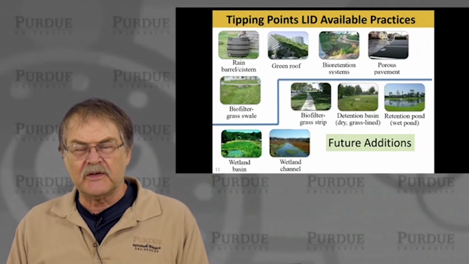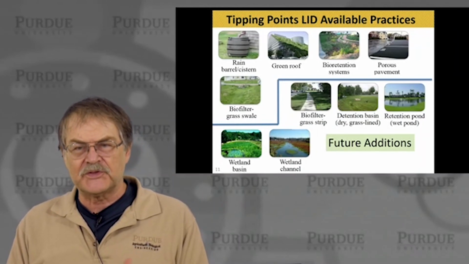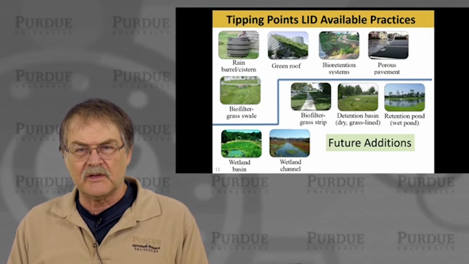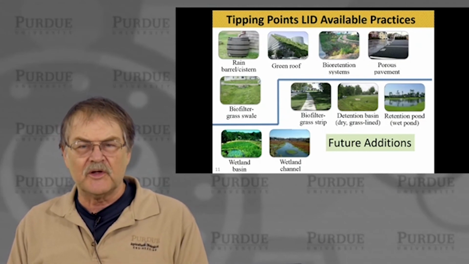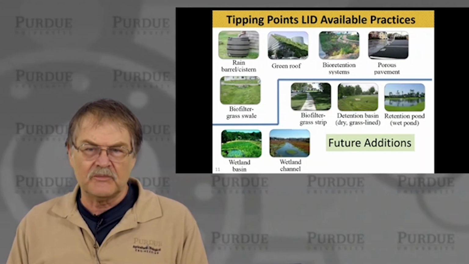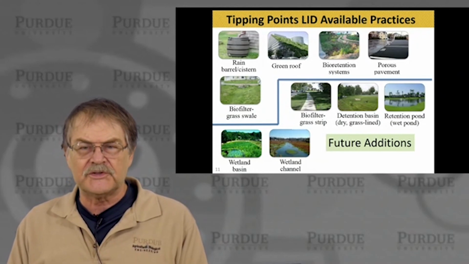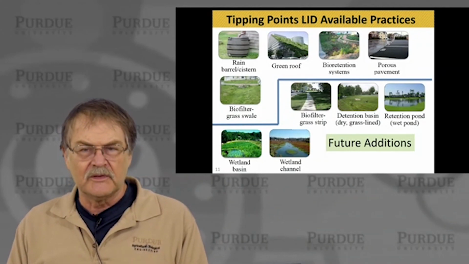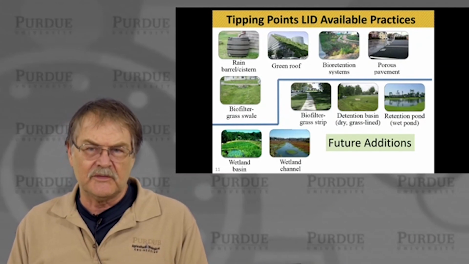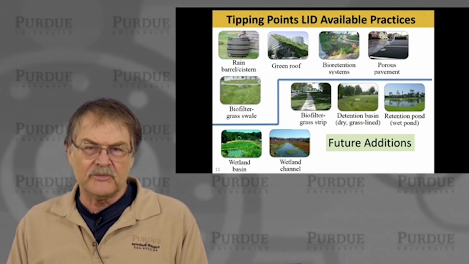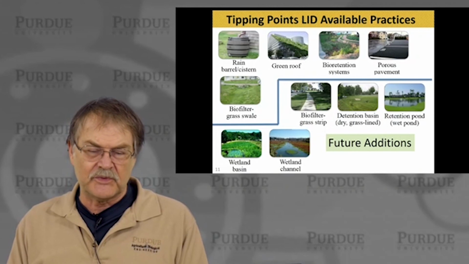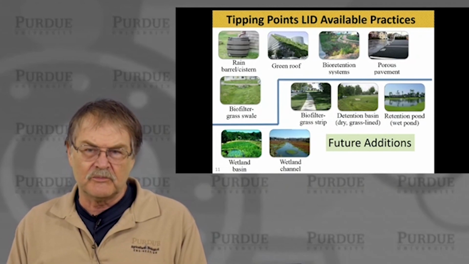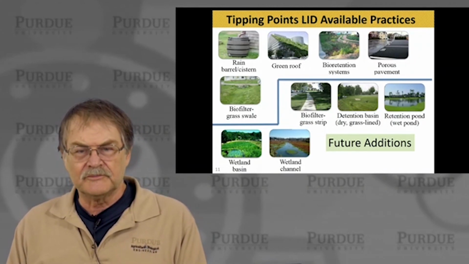Currently in the tipping points planner, you're able to basically draw on the screen the 5 practices that are in the upper box. And we're proposing future additions to bring in some more of these. So the top 5 are some pretty common GI or LID practices. Green roofs, bioretention system, that could be called rain garden sometimes also, porous pavement, rain barrels.